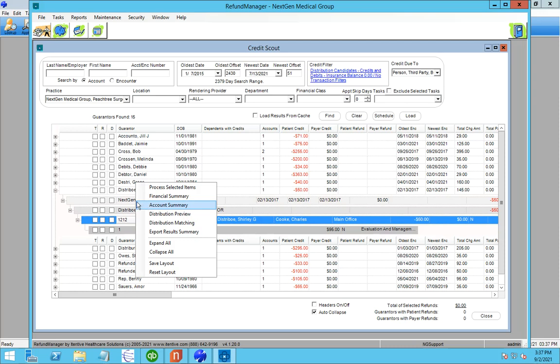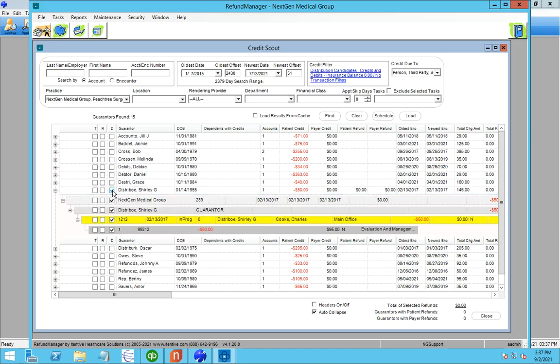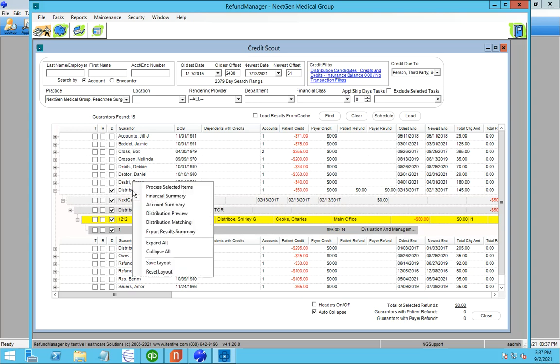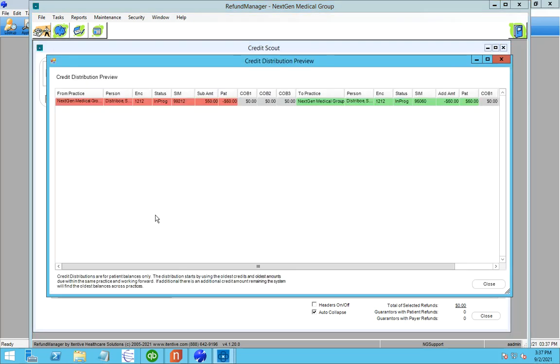Let's say, for example, we did our research and we determined, yes, there is a credit somewhere that we need to move around. To take that action, we're going to click the D checkbox for distribution. To see what it's going to do, we can go ahead and see the distribution preview. And in this case, the items on the left are where the money is going to be taken from, and the items on the right are where the money is going.